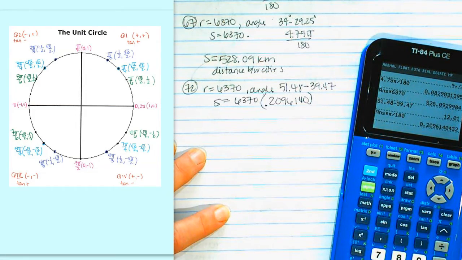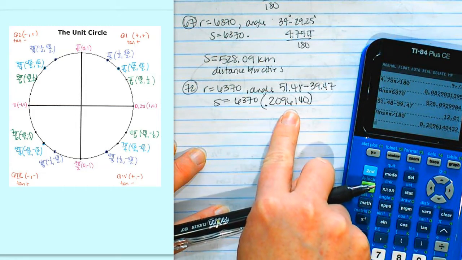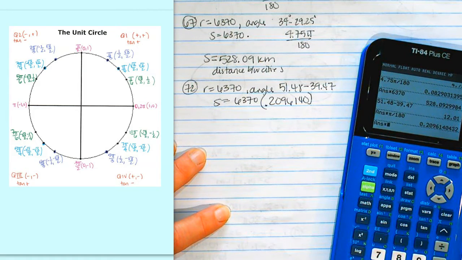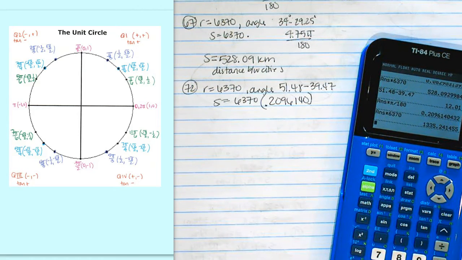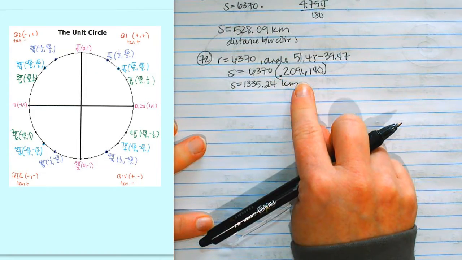Arc length equals radius times angle measure in radians, and we get 1,335 miles away from each other. Okay, so really kilometers away from each other.